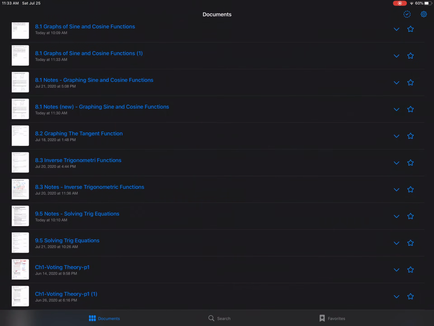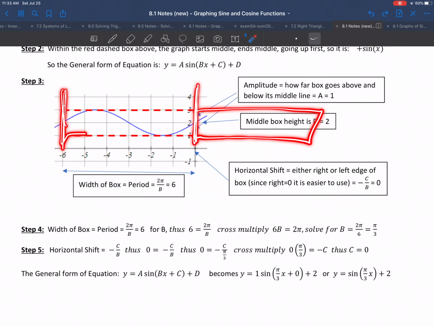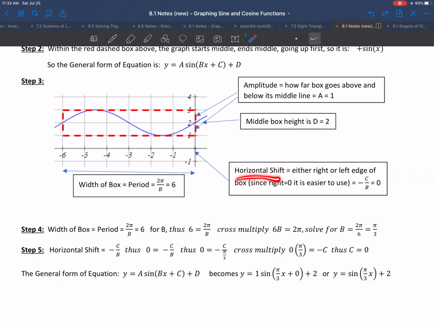Let me show you. Coming back over here, the notes. Last thing is the right edge or the left edge. It doesn't matter. These boxes repeat forever, right? Another box starts right here. So you could call this right edge the start of another box, or you could say the left edge is the start of this box. Either edge can be considered the start. The horizontal shift is either the right or the left. Since this one's already at 0 and this one's at -6, 0 is easier. So let's just use that. You could do either one. It would be correct.